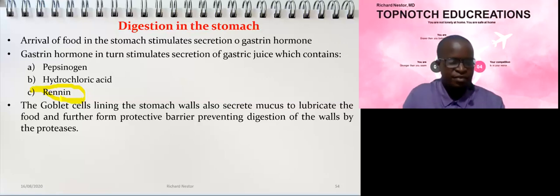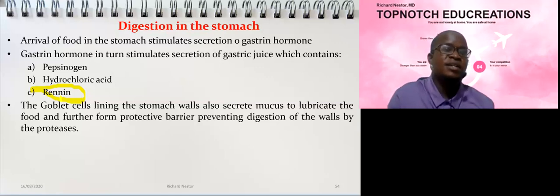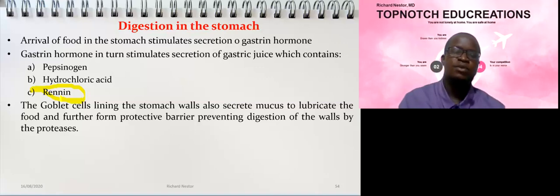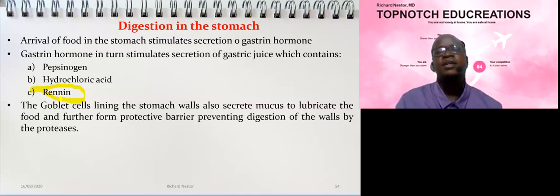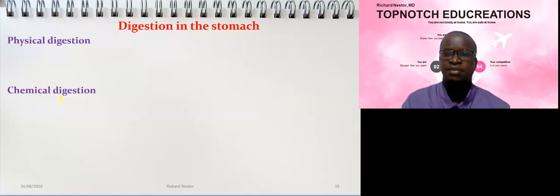So the key thing again here at this particular point, candidates, is for you to understand these three components of the gastric juice, what are their roles in regard to digestion? That is the next important thing that we need to be able to highlight. Now, let's look at the two aspects of digestion taking place in the stomach.